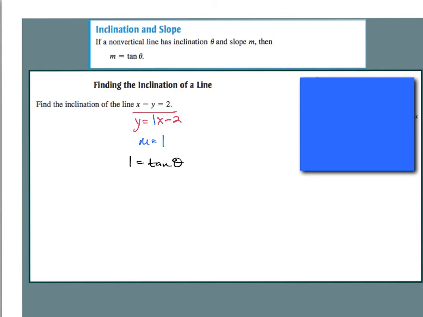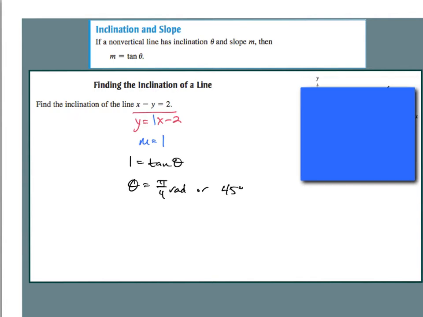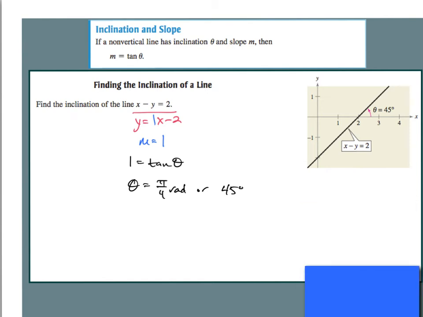We can do this in our calculator, and we're going to soon. But really, when does tangent equal 1? You guys know this from your unit circle. Pi over 4. So theta is equal to pi over 4 radians. Or how many degrees is that? 45 degrees. So that one we can do just knowing our unit circle.